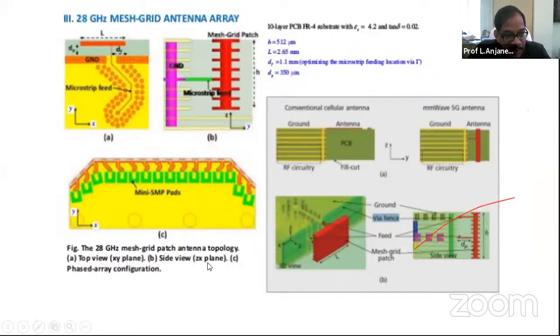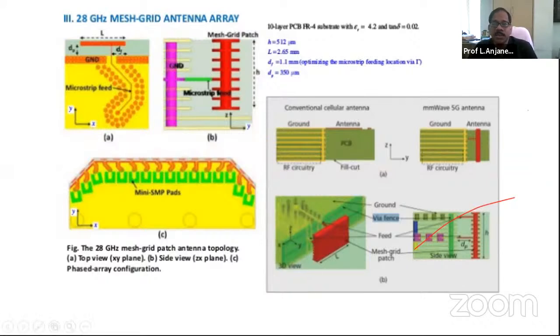So this is the 28 gigahertz mesh grid array. C is a top view, B is a side view, and then you see the phased array configuration. This is called mini SMP pads. Also shown here are a conventional cellular antenna and a millimeter wave 5G antenna. As you see here, we have the ground and antenna structure on a PCB, but here it is integrated along with the RF circuitry. So this is a board, whereas this is an array antenna. That's the difference between the conventional cellular antenna of 3G and this 5G.